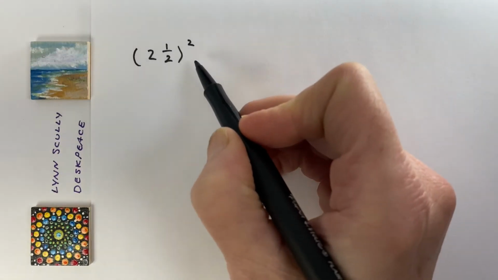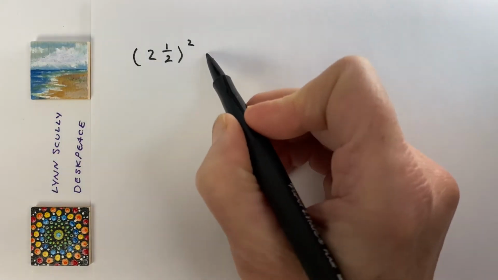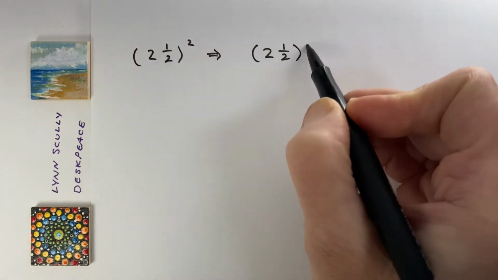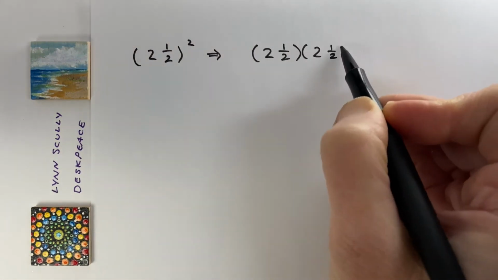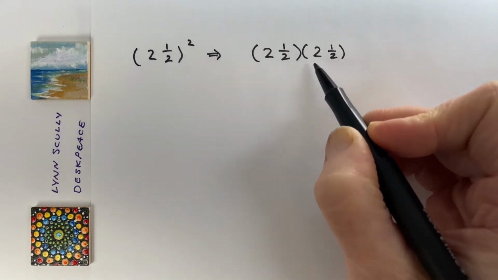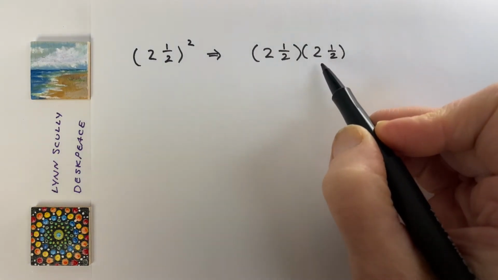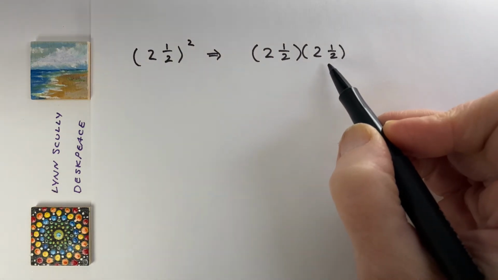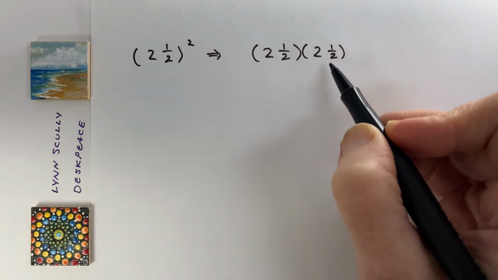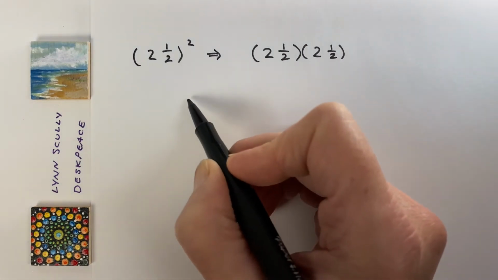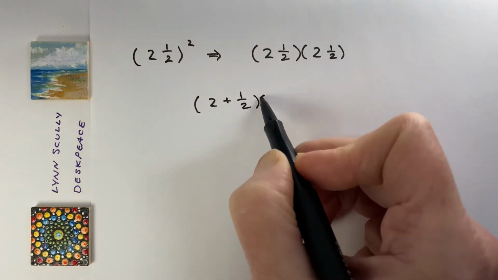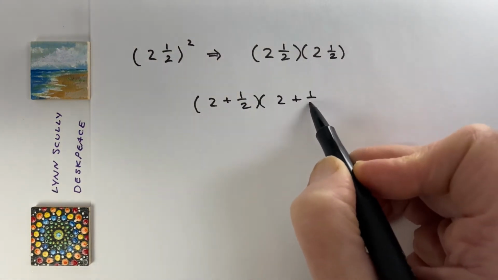Let's try 2 1/2 squared. So squared says right away, write it twice. So I have 2 1/2 times 2 1/2. This one isn't as complicated if you just wanted to turn everything into an improper, but we're practicing this FOIL technique because you're going to use it a lot later. So we're really going to use it. Okay, so I'm going to expand them. I have 2 plus 1/2 times 2 plus 1/2.